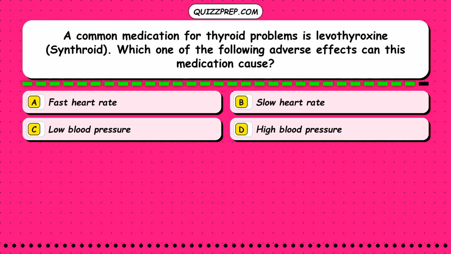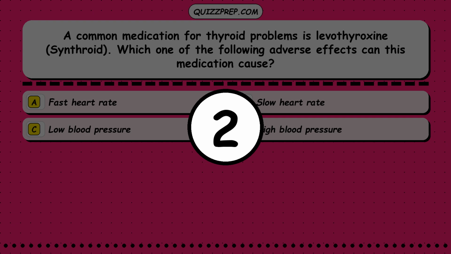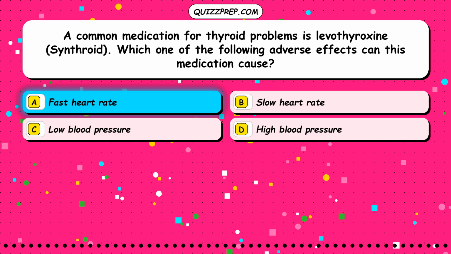Question 22. A common medication for thyroid problems is levothyroxine, Synthroid. Which one of the following adverse effects can this medication cause? Option A, fast heart rate. Option B, slow heart rate. Option C, low blood pressure. Option D, high blood pressure. The correct answer is option A, fast heart rate.